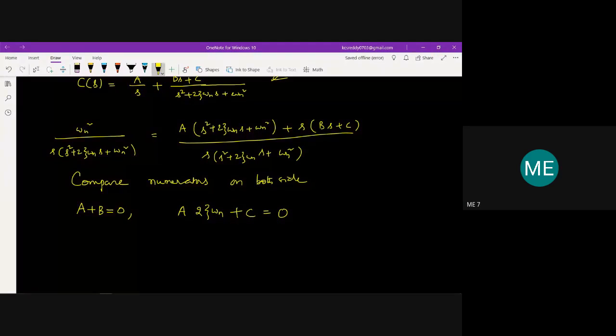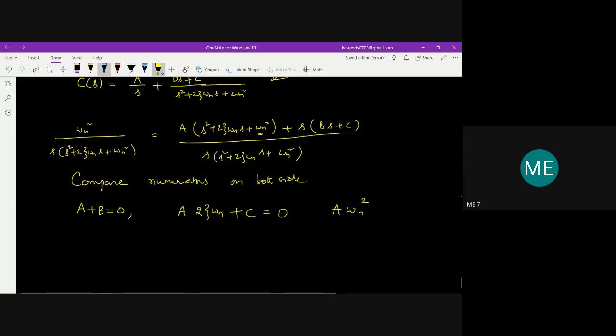And similarly, constant terms. Omega n is the natural frequency, and for any system it is constant. So this is a constant term. On the right hand side, A into omega n square is the constant, and on the left hand side omega n square is the constant term. So I'll be using A into omega n square is equal to omega n square. By cancelling omega n square, I'll get A is equal to 1.